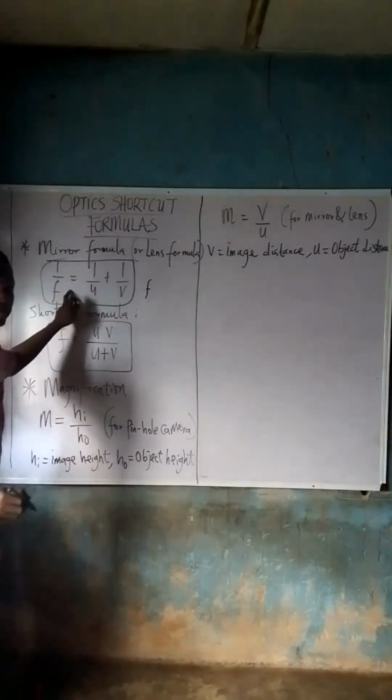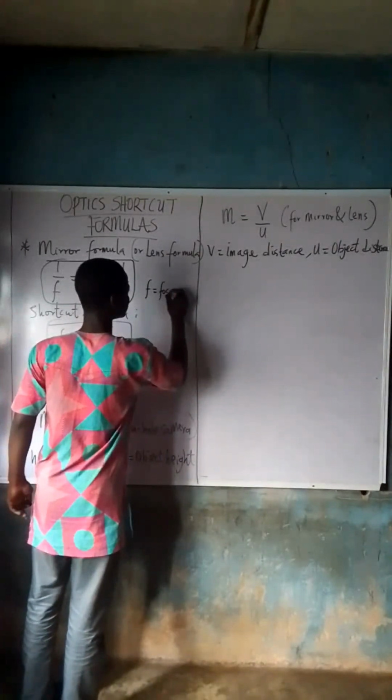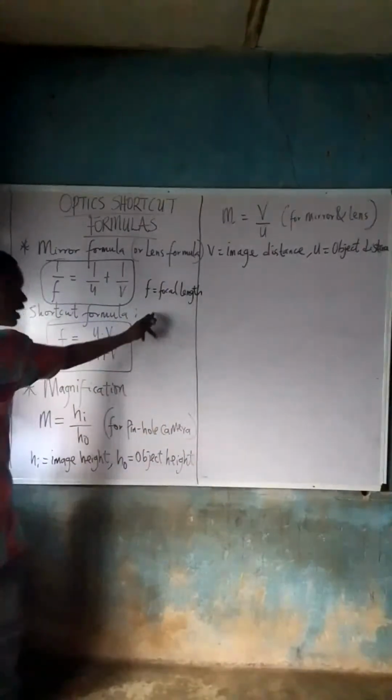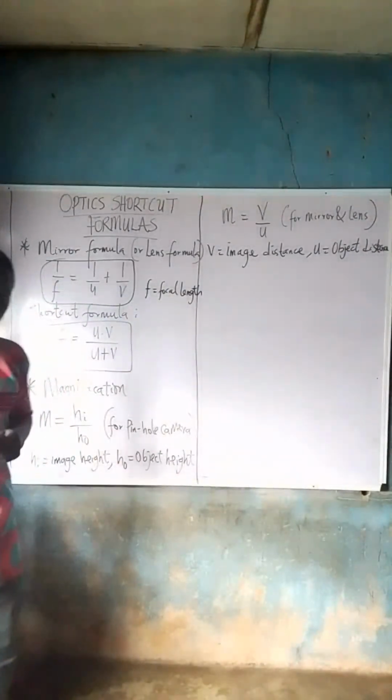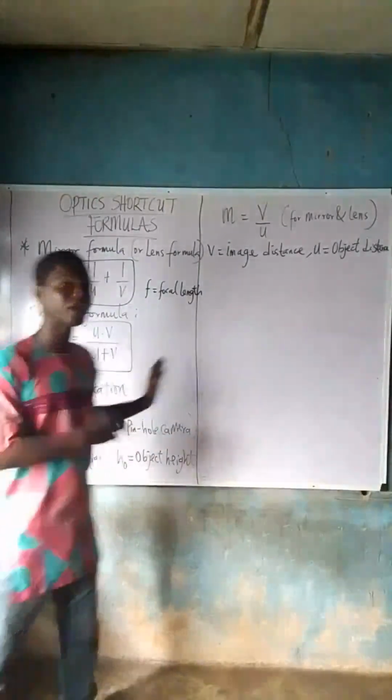Mind you, this is not my shortcut formula. This is one I introduced, where F is focal length. In case this is your first time just trying to go through optics, just know that F is the focal length I am talking about. Let me check in case anybody has any question so that I won't leave anybody out. Good, we are following. I'm glad to have you guys on this space.